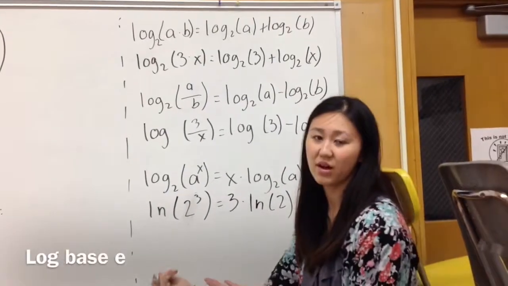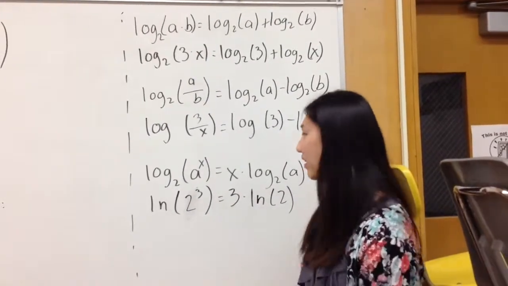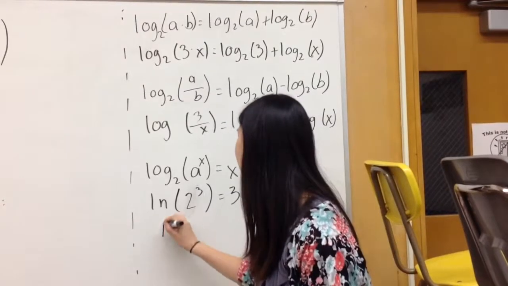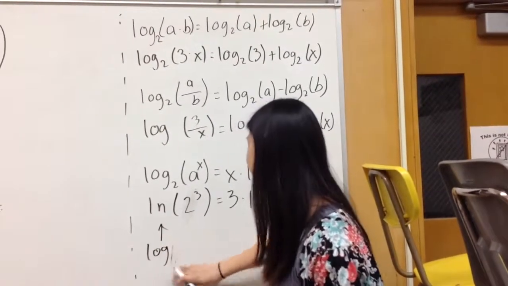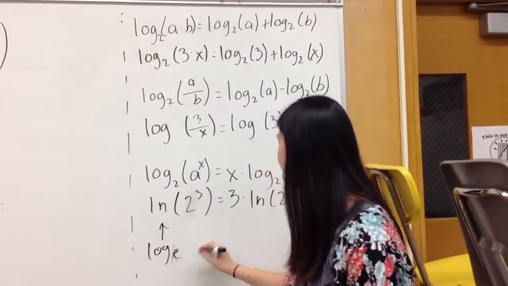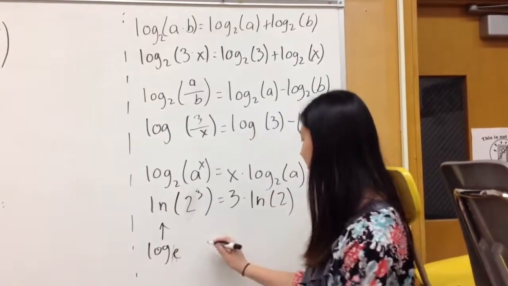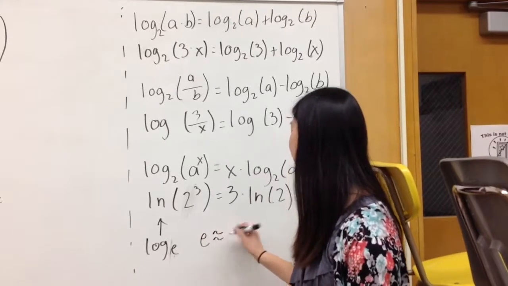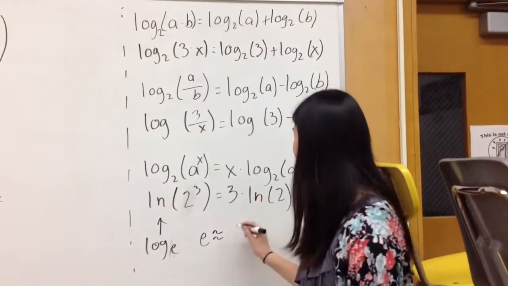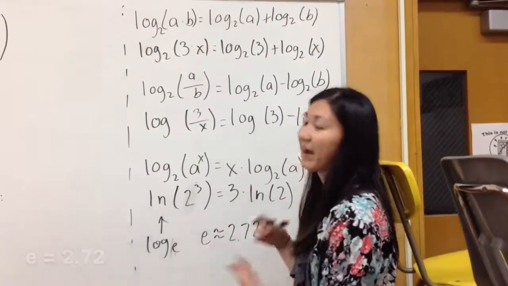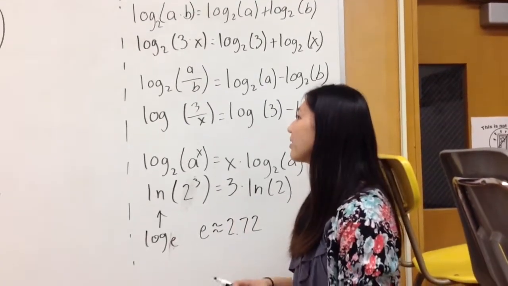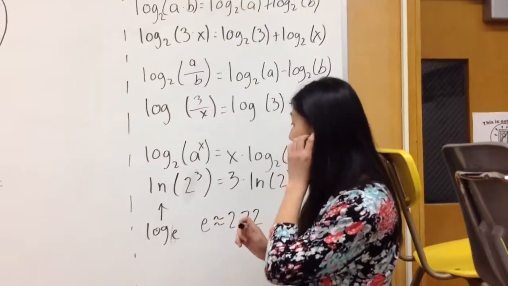ln is just another log, it's log base e. Sorry, not 3, it's e. And e is just a number, kind of like pi. It's about 2.72. So ln is just another form of logs.